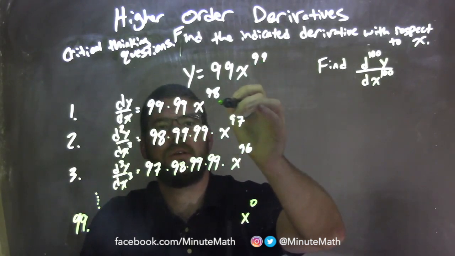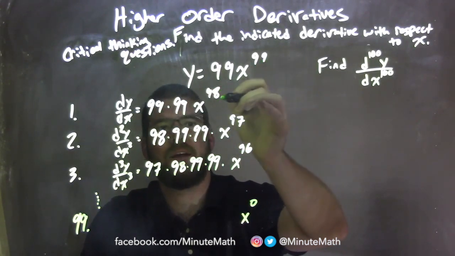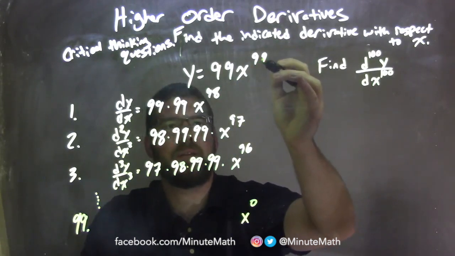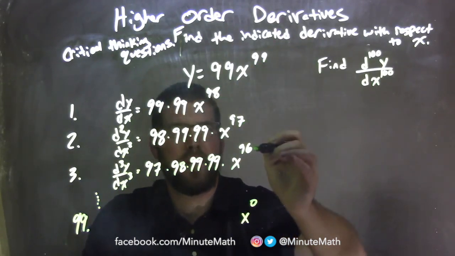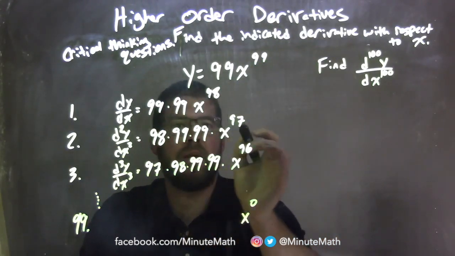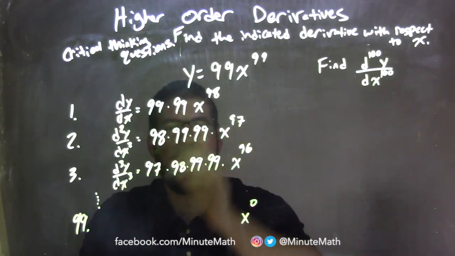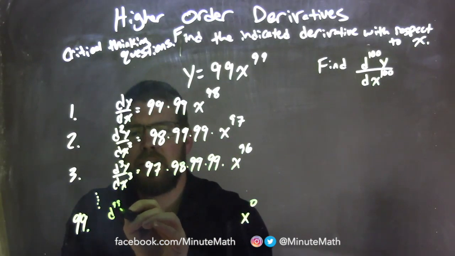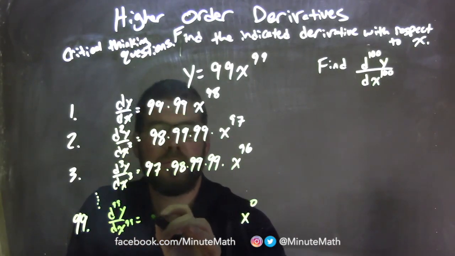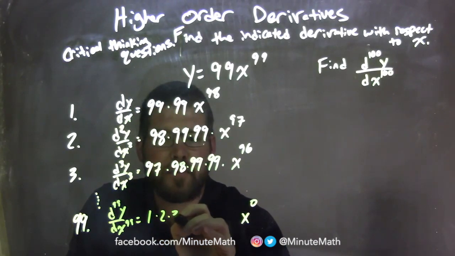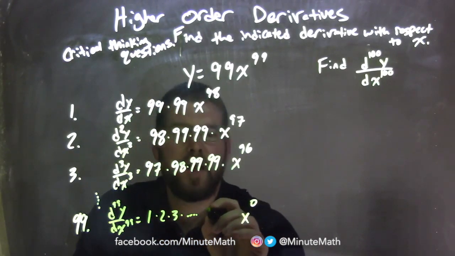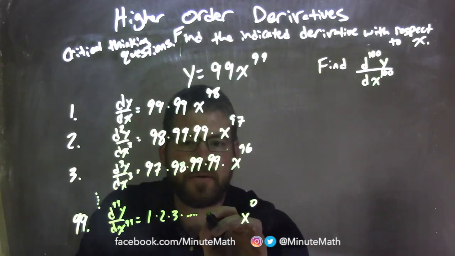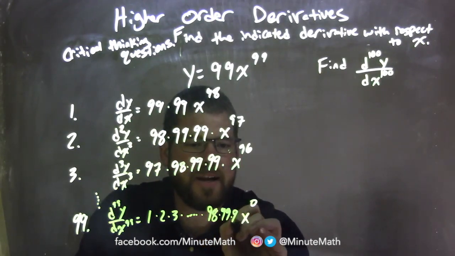So the first derivative, we subtract by 1, get 98. 99 minus 1 is 98. Second derivative, subtract the exponent by 2, 97. By 3, 96. And we add whatever that exponent was previously out in front. So the 99th derivative of x to the 99th power would equal 1 times 2 times 3 times... forever. Not forever. To 98 times 99.